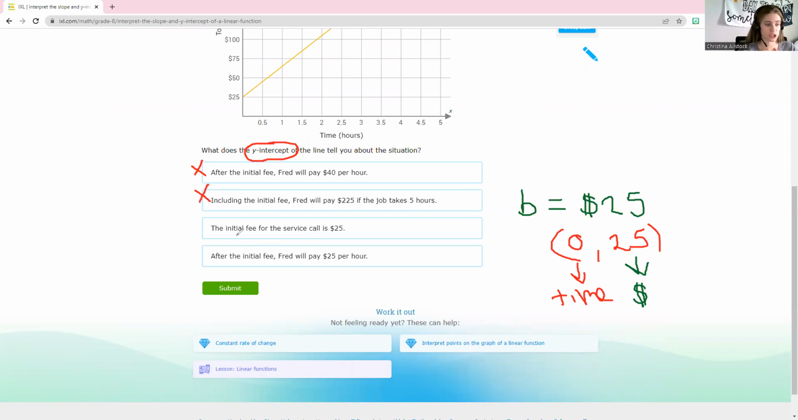The initial fee for the service call is $25. There we go. That sounds right. That's what we just discussed. That's that initial fee that they're going to have to pay. But let's go ahead and read the last choice just to make sure. After the initial fee, Fred will pay $25 an hour. I don't know. That could be true, might not, but it doesn't really matter because it's not what we're being asked to find. So this would be our correct answer. That's what the y-intercept means in this situation, that's our initial fee that we're going to have to pay.